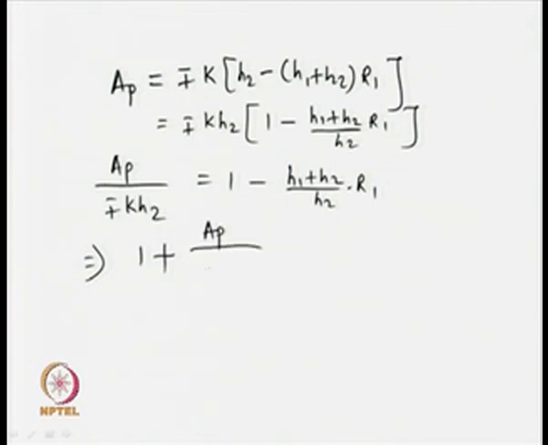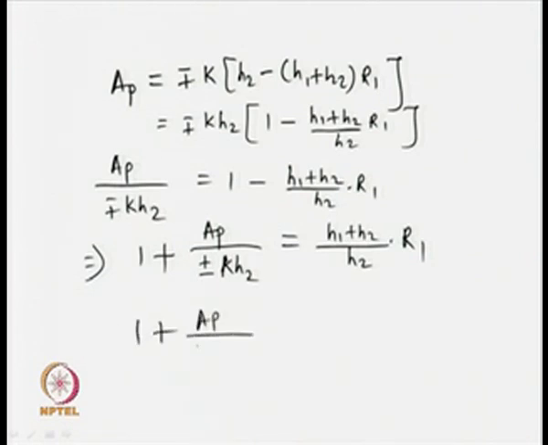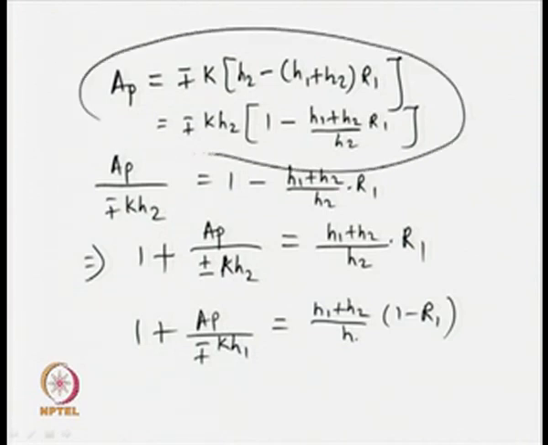Or I can write 1 plus A p by plus minus k H 2. Please see the sign change; I have taken a minus sign over here. So, this will be equal to H 1 plus H 2 by H 2 times R 1. Similarly, it will be possible to obtain another expression like 1 plus A p by minus plus k H 1 is equal to H 1 plus H 2 by H 1 times 1 minus R 1. So, a little bit of writing this in a different form can yield this expression as well.